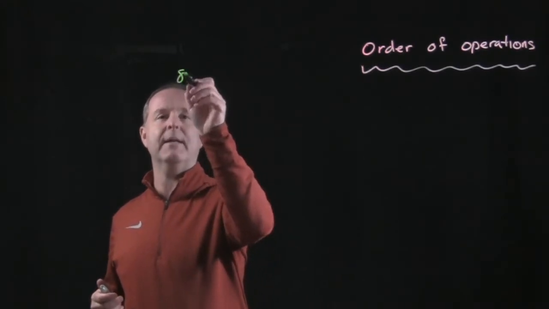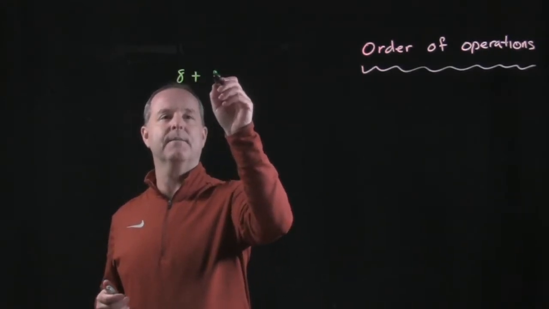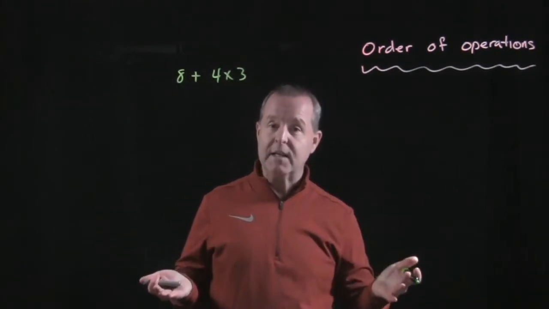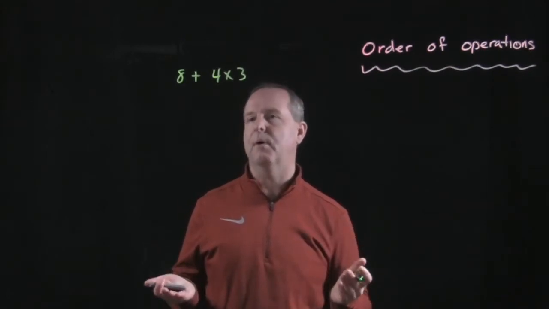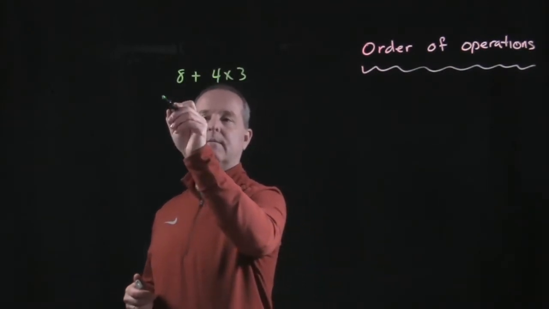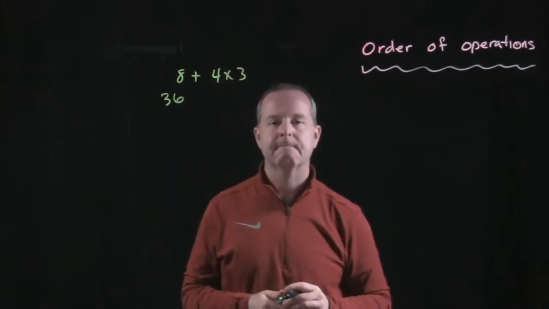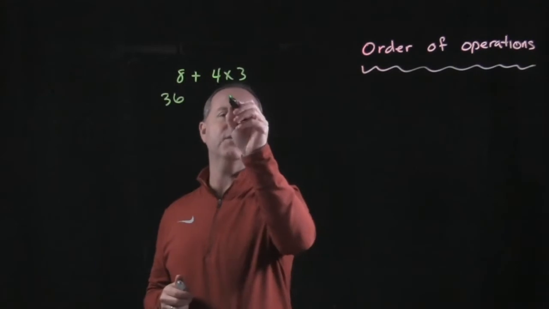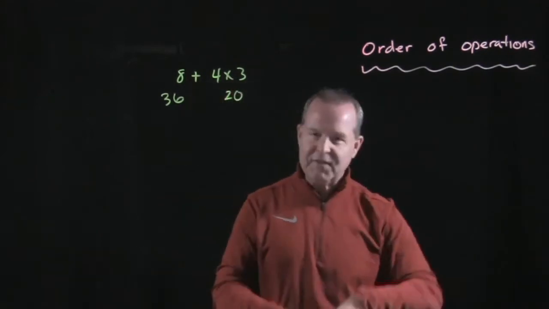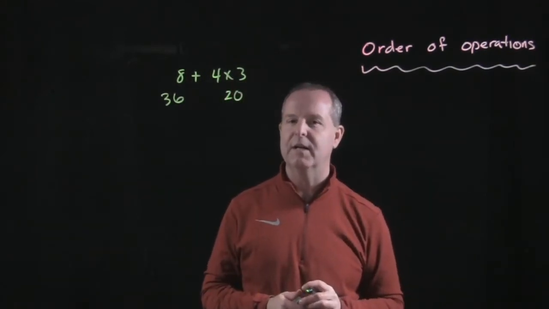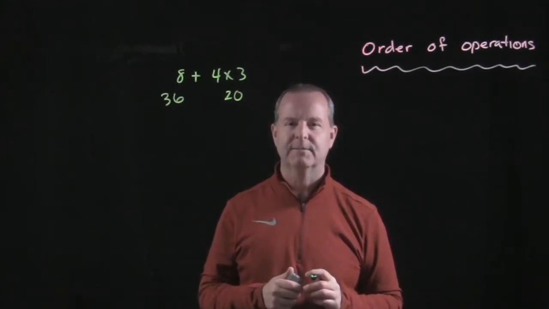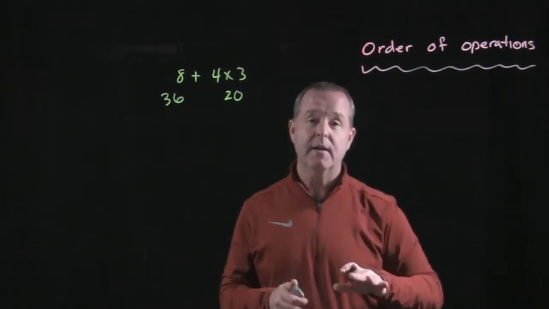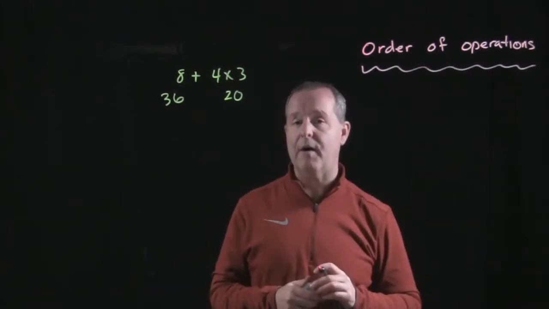So imagine I have maybe an 8 plus a 4 times a 3. Well, half the community will look at that and say that the response is 36. The other half of the internet universe will say that the response will be a 20. And then all the debate and discussion ensues as to which is which. So, which is which? Well, it depends on whether we follow the order of operations.